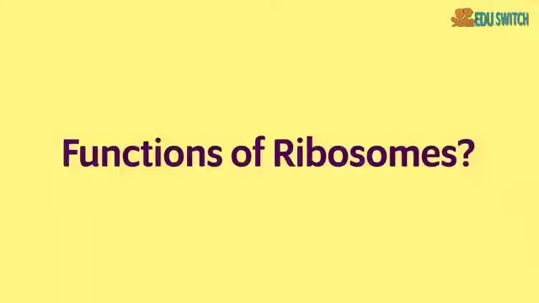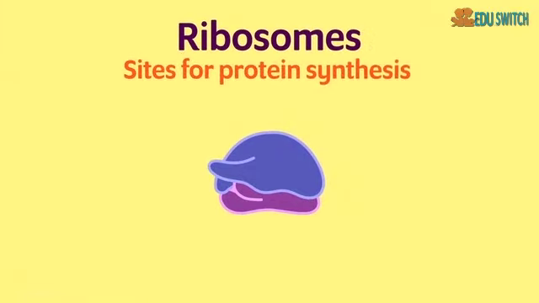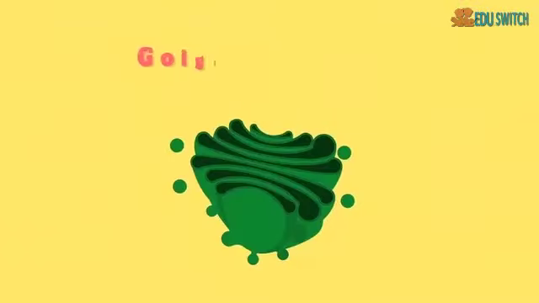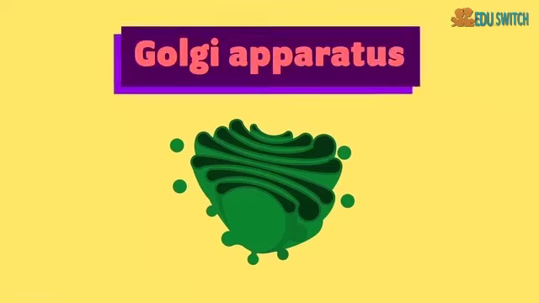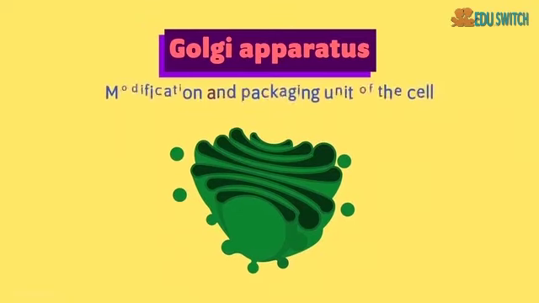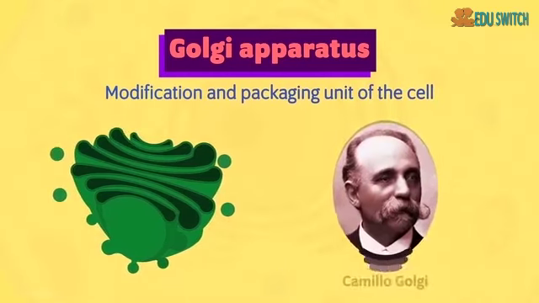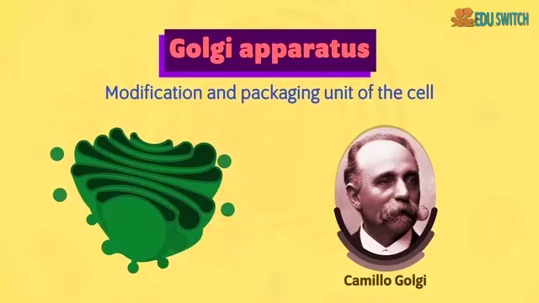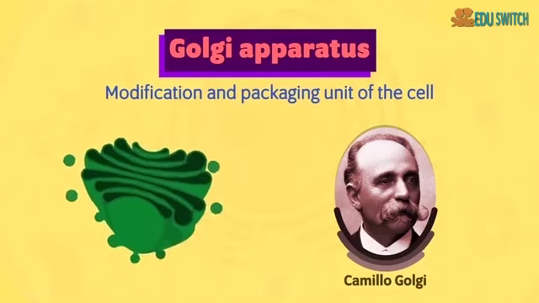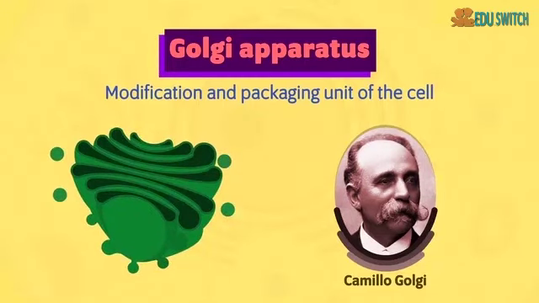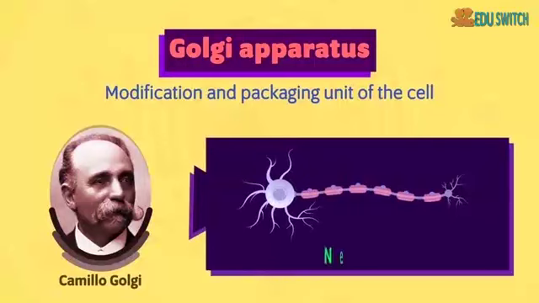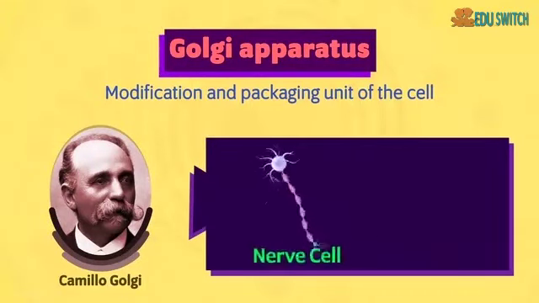What functions do ribosomes serve? Well, ribosomes are the sites for protein synthesis. That means the place where proteins are actually made. Next, the organelle, that is the Golgi apparatus. This unit is called the modification and packaging unit of the cell. The apparatus is named after Camillo Golgi, who was the first to describe the Golgi apparatus. He found a revolutionary method of staining individual nerve cells and studied the structures of the cells.